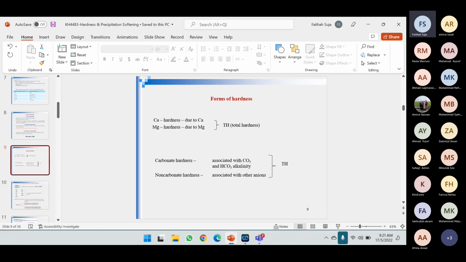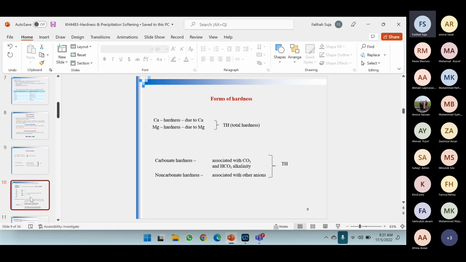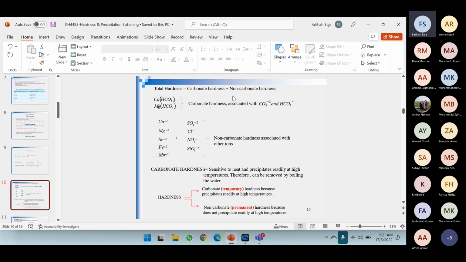Okay, forms of hardness just now: hardness due to calcium, hardness due to magnesium. So they are total hardness. Carbonate hardness is associated with carbonate and bicarbonate alkalinity, and together with non-carbonate hardness, which is associated with other anions, you will get total hardness. So this is the thing that you need to remember all the time. Total hardness is carbonate hardness plus non-carbonate hardness.